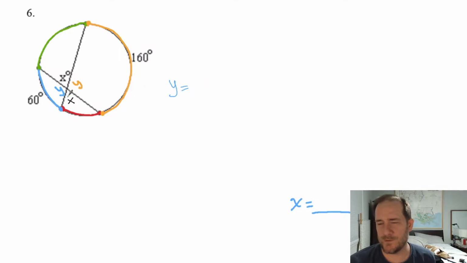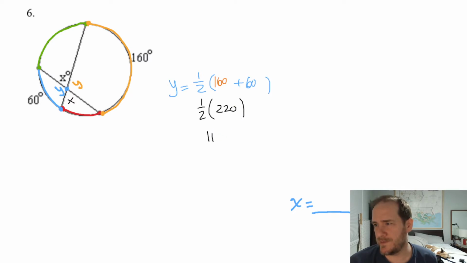And we're going to use that rule that says that these kinds of angles, the ones that have their vertex in the circle, are always going to be 1/2 of what the two arcs add up to. So we'll take the 160, and the 60, add them up and take half of the result. So that's half of 220, which is 110.